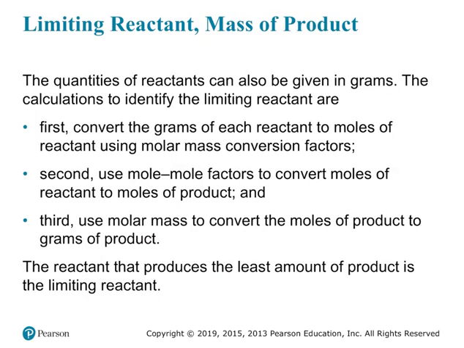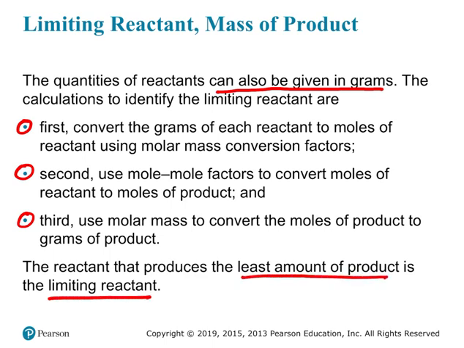All right, so again, quantities of reactants can also be given in grams. So in this instance, to figure out the limiting reactant, you're going to first convert the grams of each reactant to moles of that reactant using molar mass. Second, you're going to use mole-to-mole factors to convert moles of reactant to moles of product. And then third, you're going to use molar mass to convert the moles of product to grams of product. And then whichever reactant produces the least amount of product is the limiting reactant.